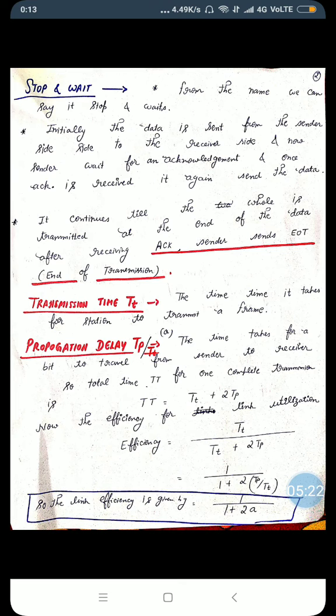Now if you have a numerical problem in which you are given the propagation time and the transmission time, you can easily calculate, by utilizing this formula, the total link efficiency of your transmission.